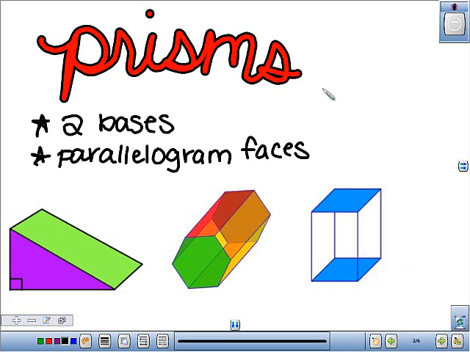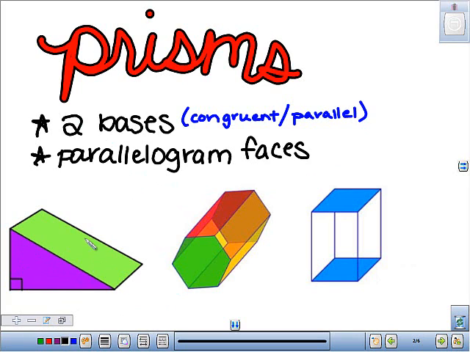Okay, so a prism, if you remember when we talked about the definitions, we said that it's got two bases, and remember those bases must be congruent and parallel to each other. It's also got parallelogram faces. So all of the sides, other than the bases, are going to be parallelograms.